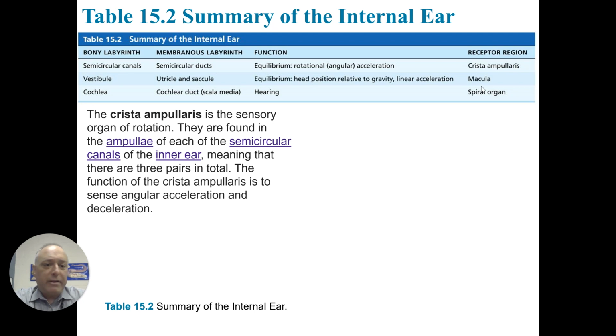Then there's the macula, not to be confused with the visual macula. This is the auditory macula, which has a utricle and saccule. And then there's the spiral organ, which is the cochlea itself. So the macula is going to be for equilibrium, just like the crista ampullaris will be for equilibrium, rotational and angular acceleration, whereas the spiral organ is going to be for hearing.